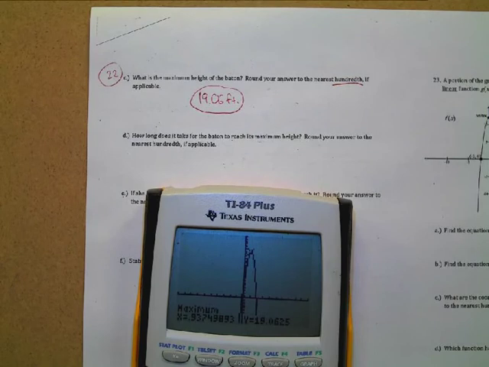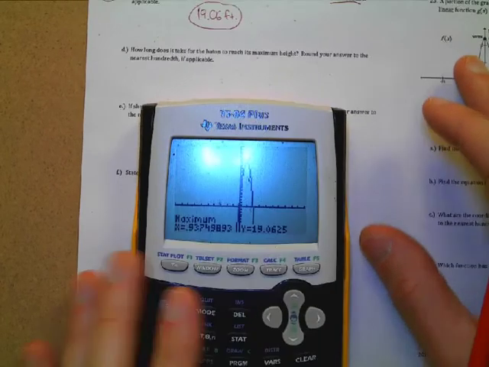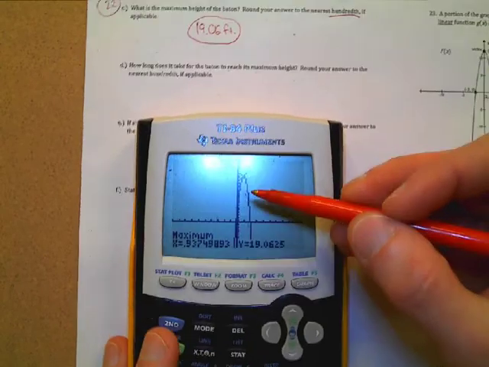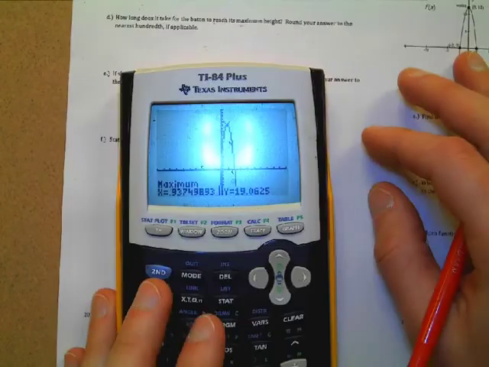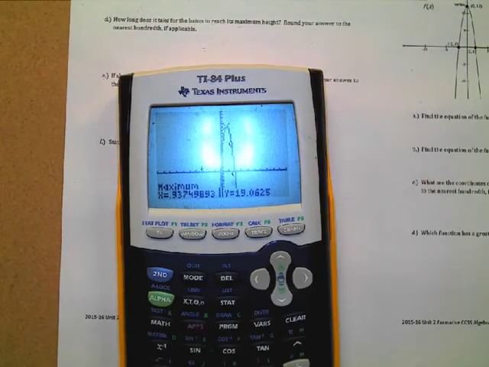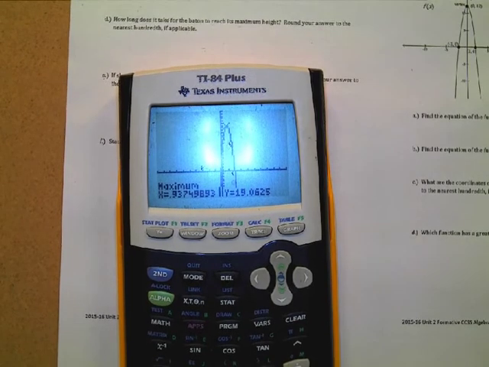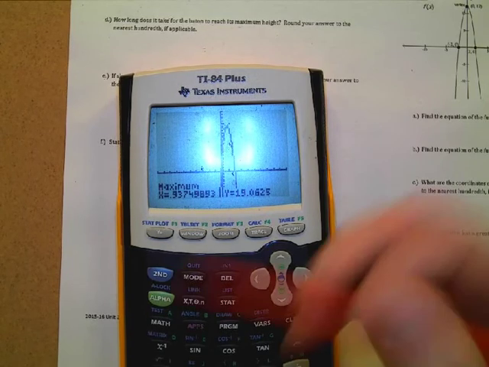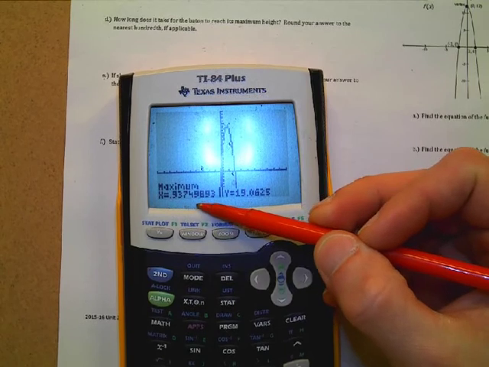Okay. Next question, letter D. How long does it take for the baton to reach its maximum height? Well, we go back to this. There's the maximum height right there, right? It's already at that maximum. How long does it take to get to that maximum height? In other words, what time does it take to get to the maximum height? It's about a second. Yeah, about a second, 0.937, right? It's exactly this quantity right here.